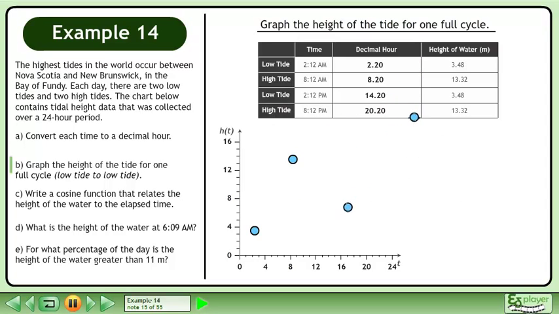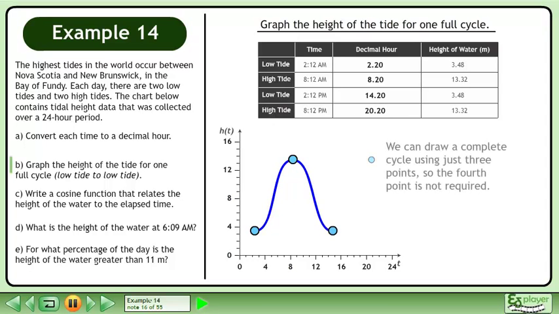Plot the points. We can draw a complete cycle using just 3 points, so the 4th point is not required.